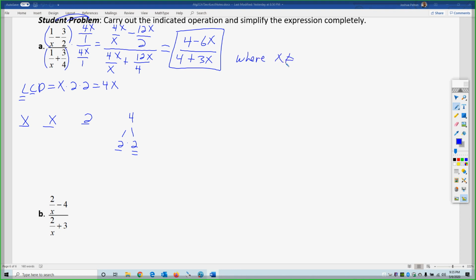That's as far as we can go with the simplification there, where x cannot be equal to, well, if you go back to the original problem, you just couldn't plug in 0. And in this part here, 4 plus 3x cannot be 0. So 3x cannot be negative 4. Thus, x cannot be negative 4/3. Okay. All right, let's go to student problem B.